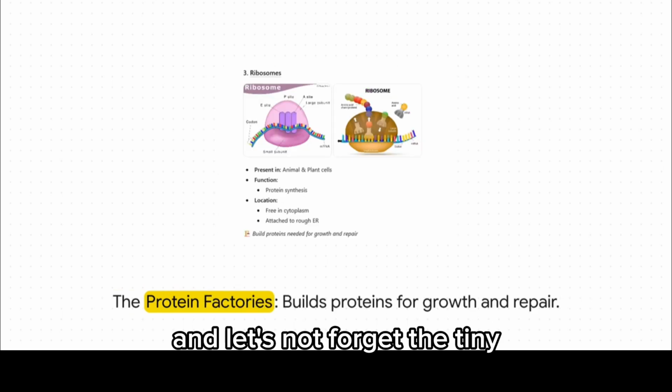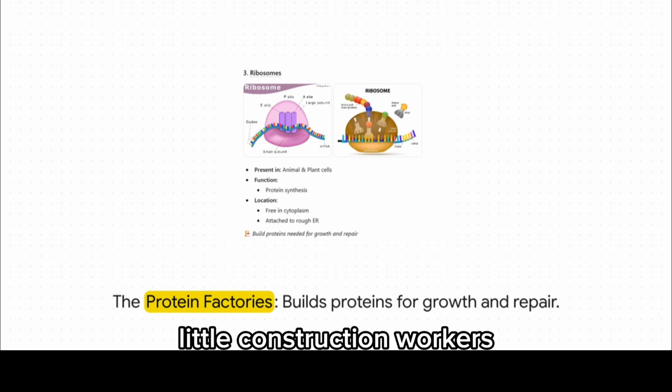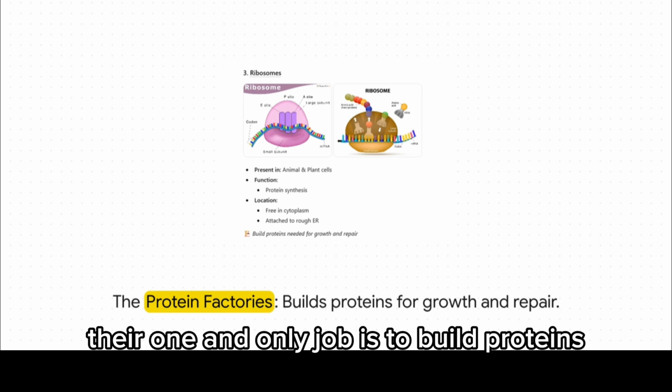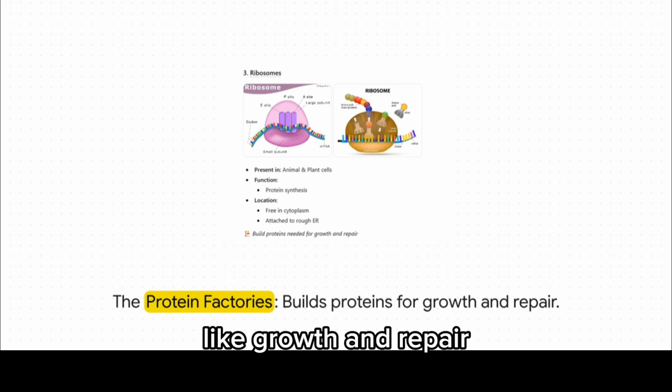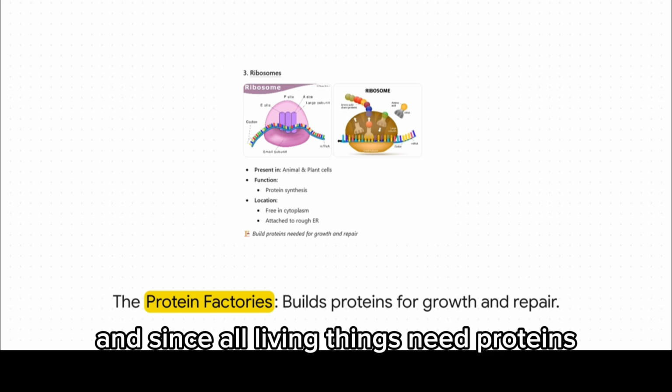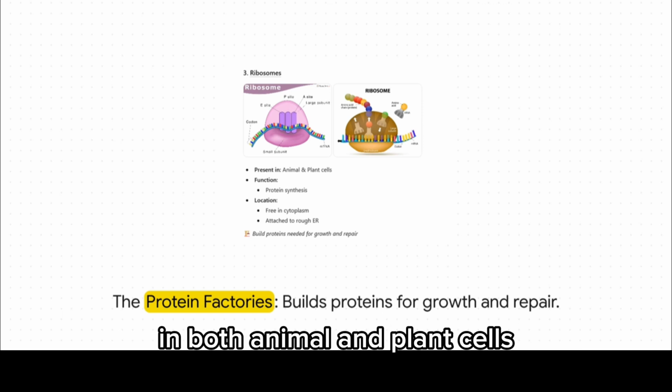And let's not forget the tiny but super important ribosomes. Think of these as the cell's little construction workers. Their one and only job is to build proteins, which are absolutely essential for pretty much everything, like growth and repair. And since all living things need proteins, you'll find these little factories in both animal and plant cells.